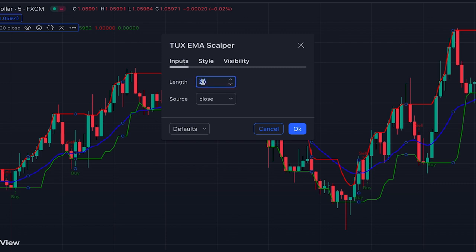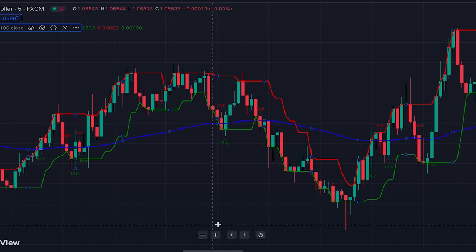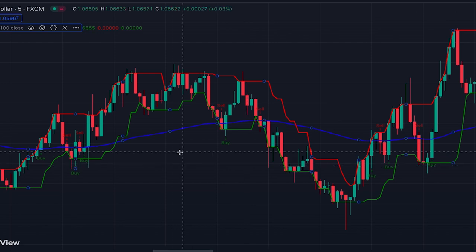For example, let's increase it to 100, and now you can see that many of the false signals are removed, but still we have false signals. So we need to have another indicator, another trend indicator that shows the overall trend, so we can filter the signals that are against the trend.